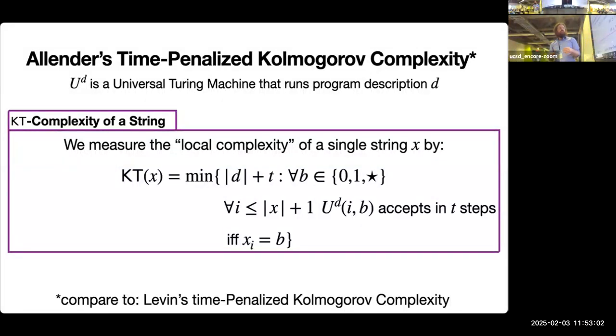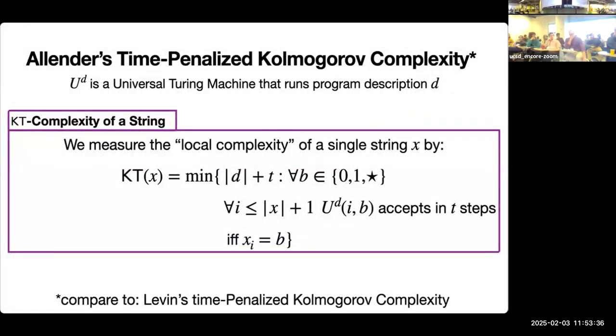So the reason that I say this is penalized is because notice that what we are minimizing is the sum over the description length and the upper bound on the amount of time it's going to take me to check each bit of the string that's coming. I don't know if there's anything else I can say about that. Any questions about K^T?